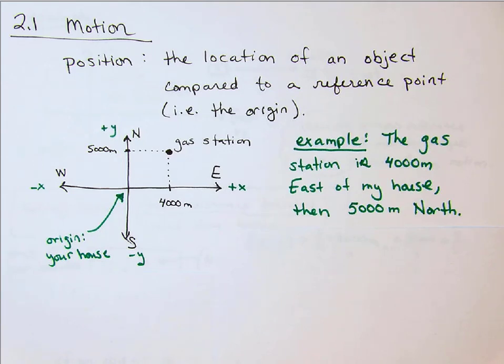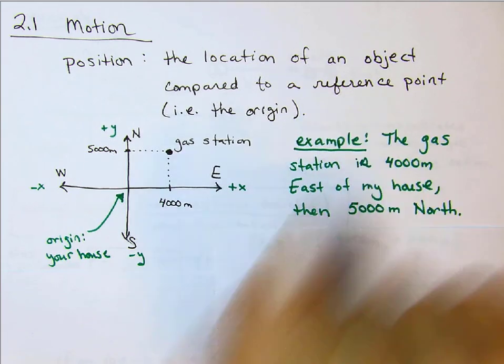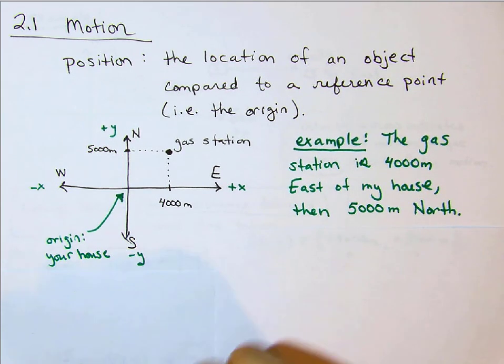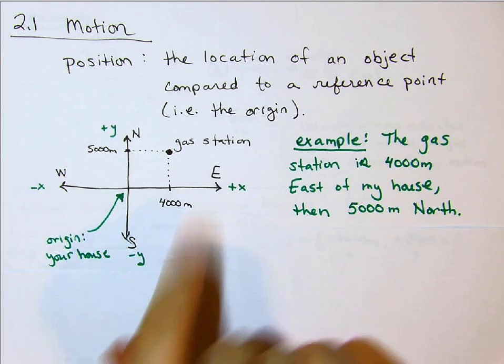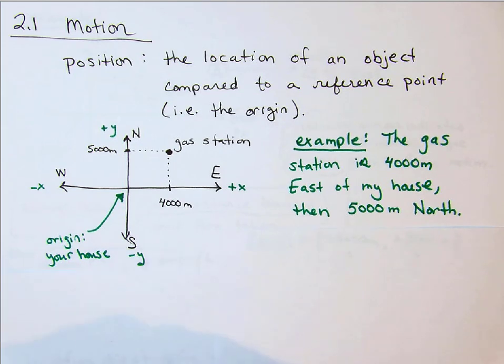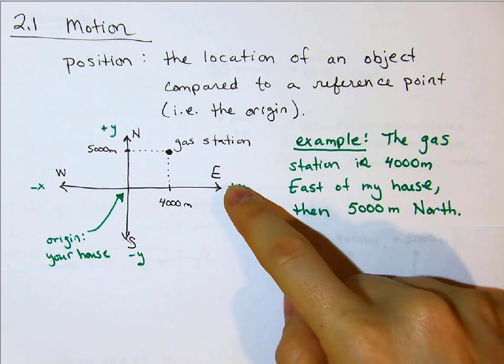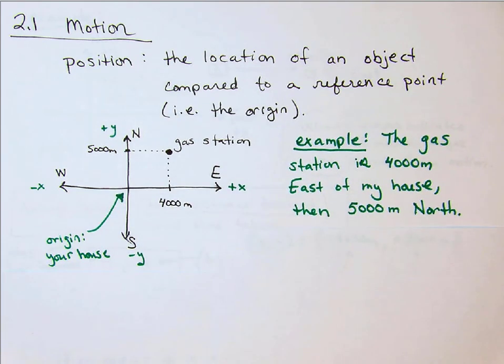Let's start off section 2.1 by just covering position real quick. If you say the position of an object, you're just referencing its location compared to an origin or a reference point. So I sketched out a little map here with a north, south, west, and east, but I also put a coordinate system on top of them. So I have an x-axis and a y-axis, just like you would have on a graph.